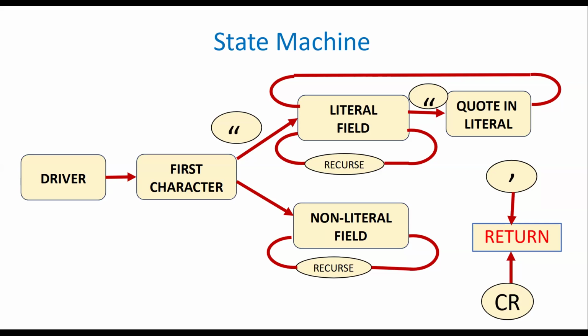If, on the other hand, the literal field does not find a quote, it again is processing character by character and recursing. In all cases, to the right, we see the terminating characteristic. If a comma is encountered or the hexadecimal 0D, which is carriage return, in this case the recursive field unnests, getting back to the driver, and the driver then does a display.